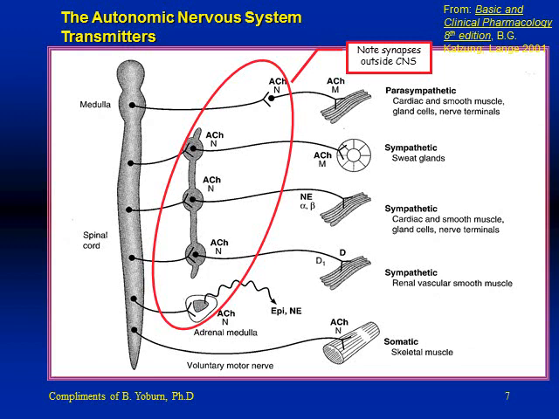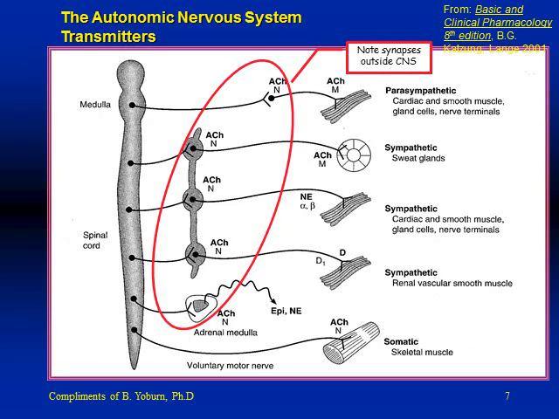So definitely look at this information, both here and in your textbook, and feel comfortable with what is the parasympathetic ganglion, what is the sympathetic ganglion. What is the anatomy of this? Where are the ganglia located? Which fiber is shorter? Which fiber is longer? Then, what are the chemicals involved?